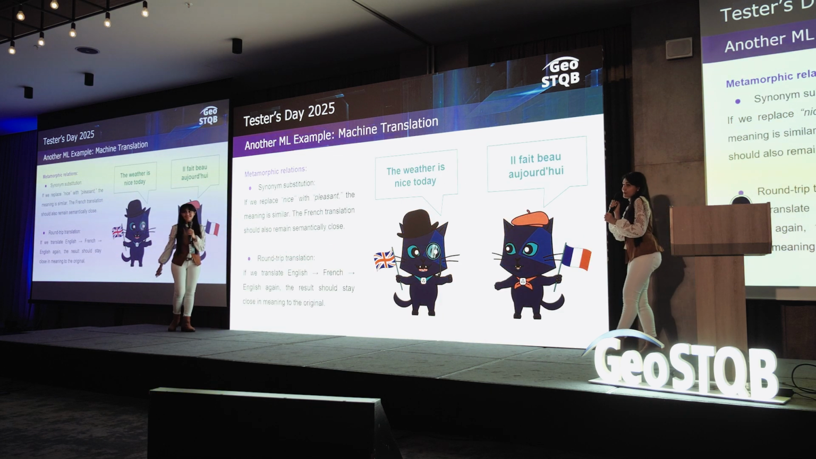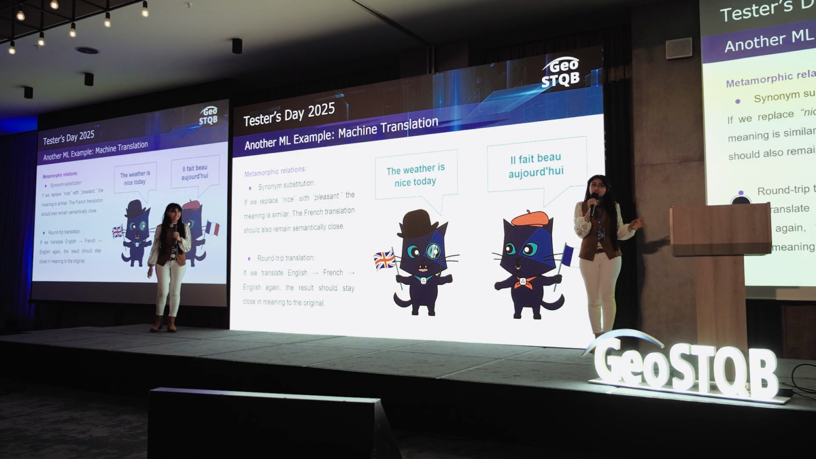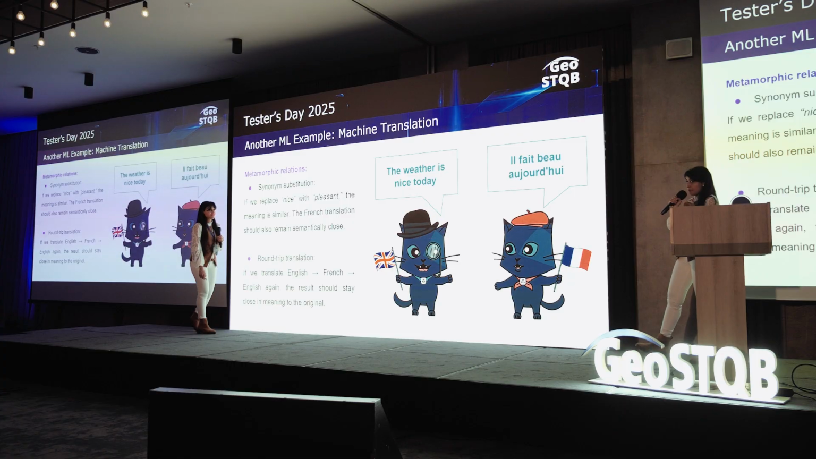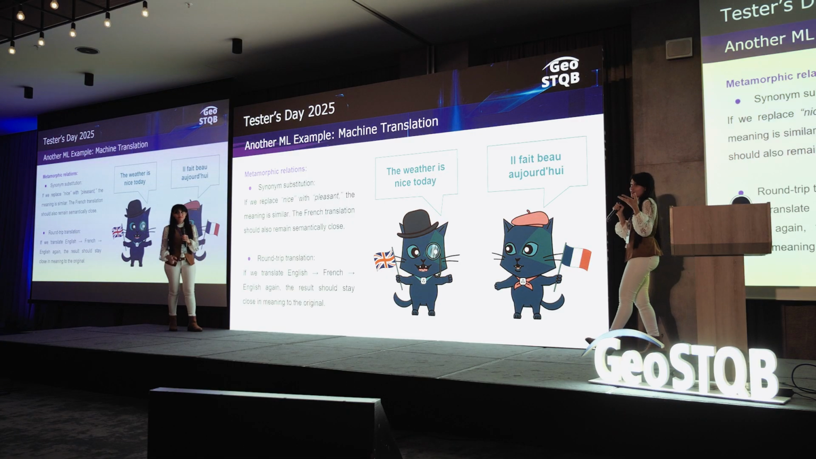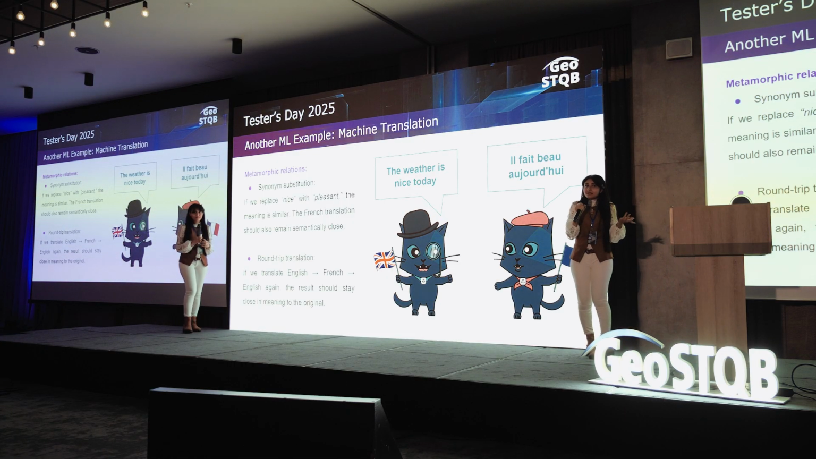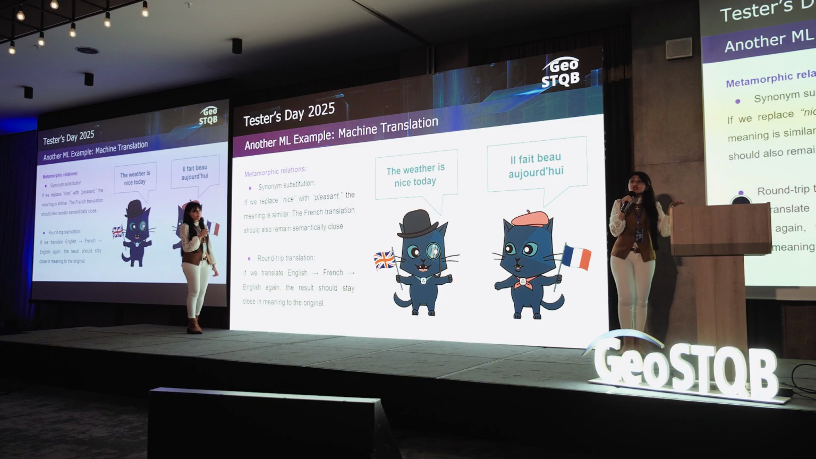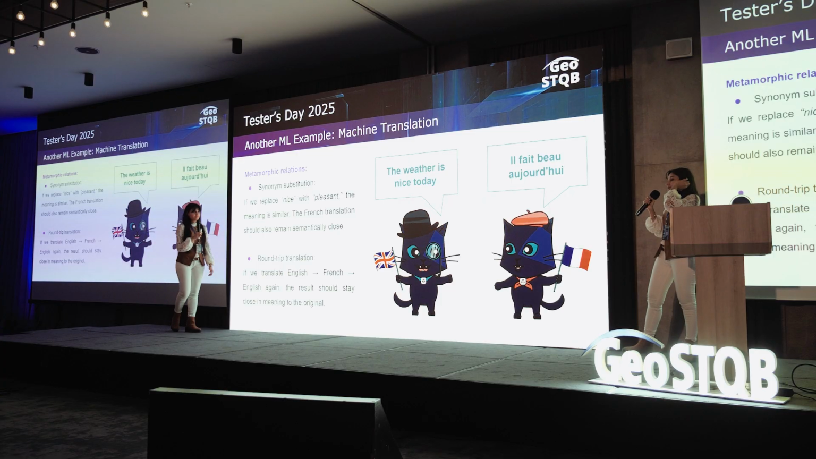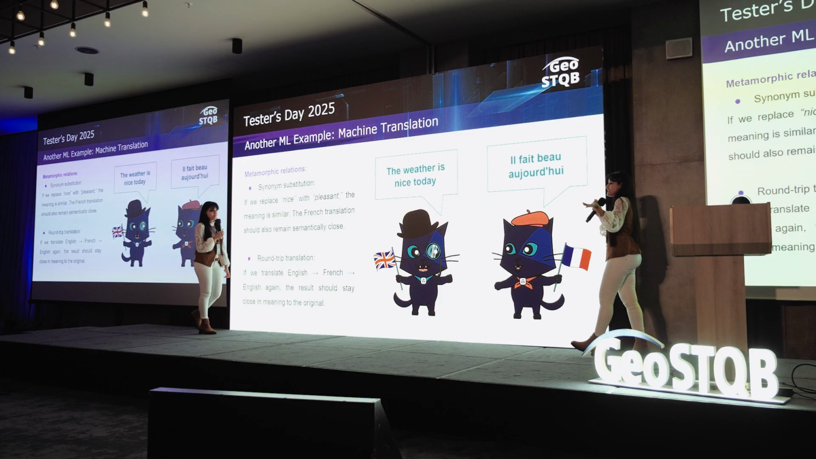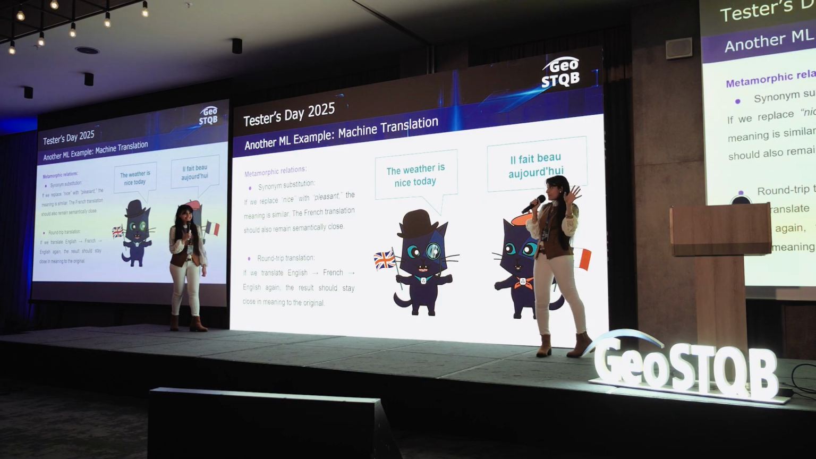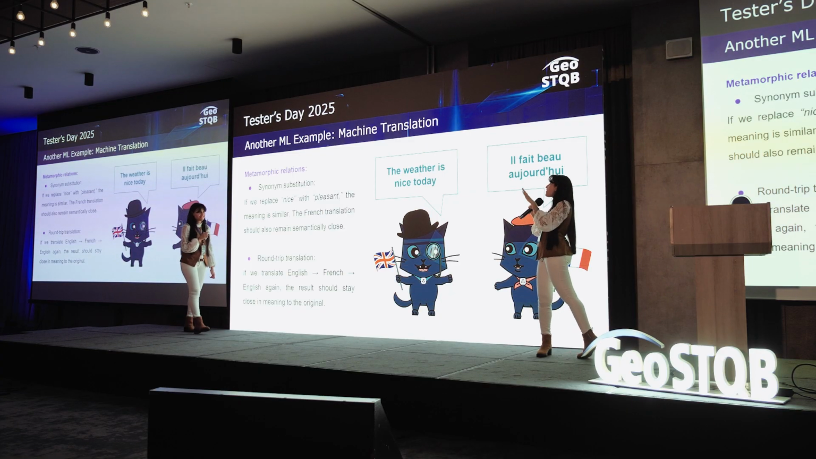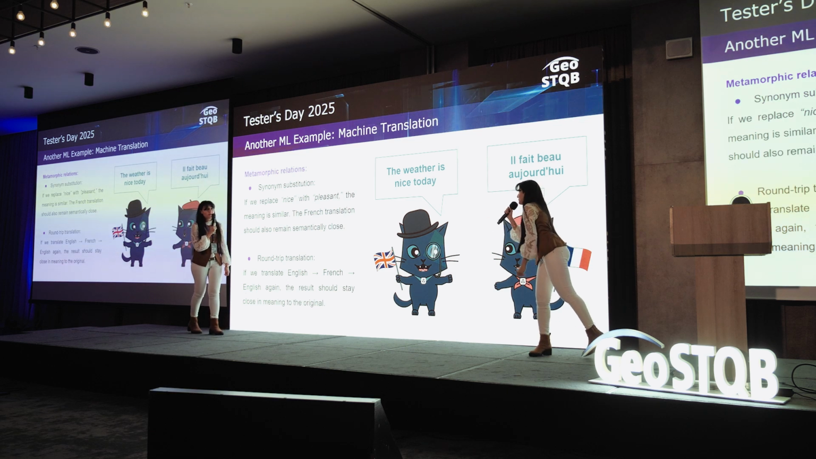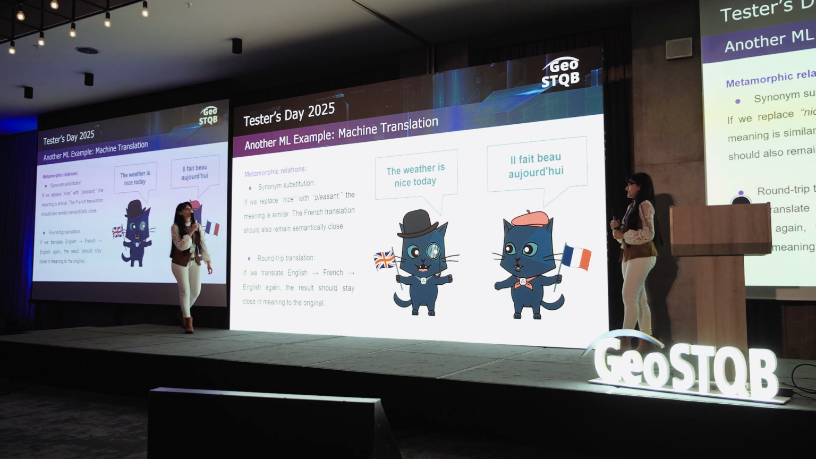Another example is machine translation. I want to input an English sentence, and the expected output should be translated into French, the correct output. Let me demonstrate. Imagine a fine, wise English gentleman would look at the weather in the morning and say, oh, the weather is nice today. And the expected French translation: s'il vous plaît, mademoiselle, il fait beau aujourd'hui.